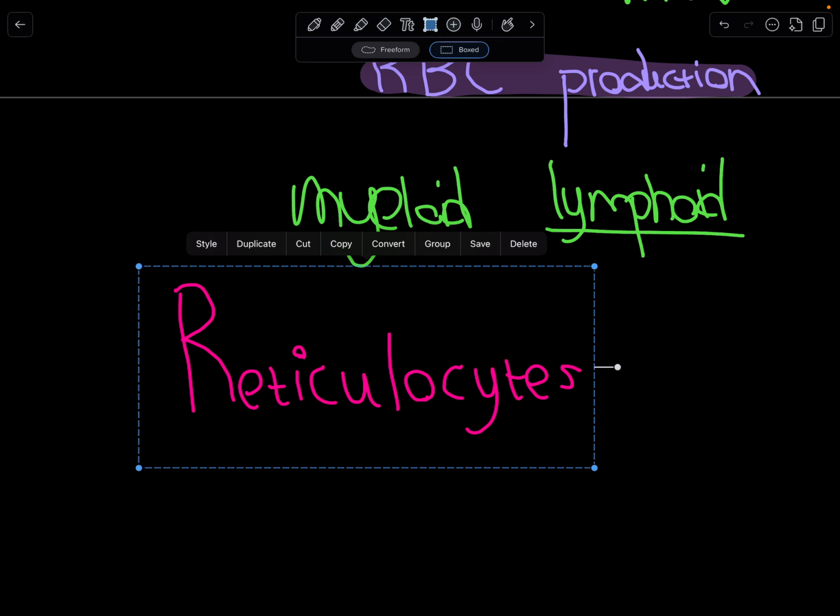PCV, or packed cell volume, also called hematocrit, measures the percentage. Guys, sorry, I got attacked by a bee. Perhaps if you could tell me again, dude.